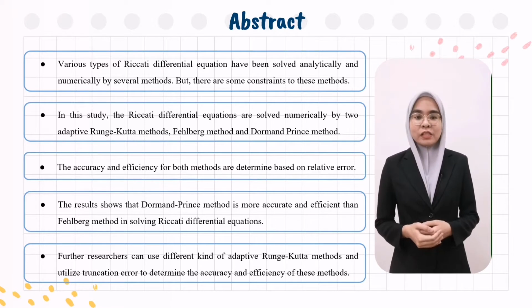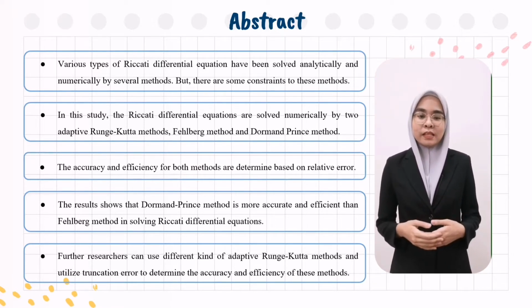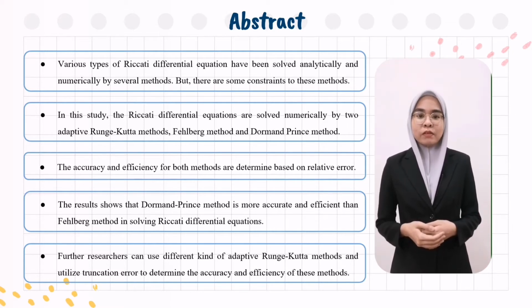Then, relative error is used to determine the accuracy and efficiency of both methods. The result obtained shows that Dormand-Prince method is more accurate and efficient than Fehlberg method in solving Riccati differential equation. Further researchers can use different kinds of adaptive Riccati methods and utilize truncation error to determine the accuracy and efficiency of these methods.